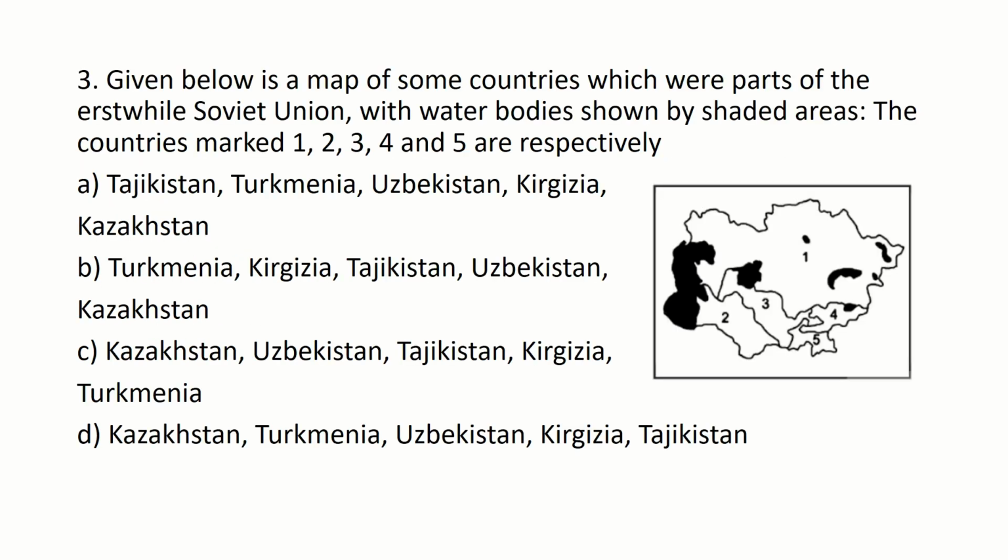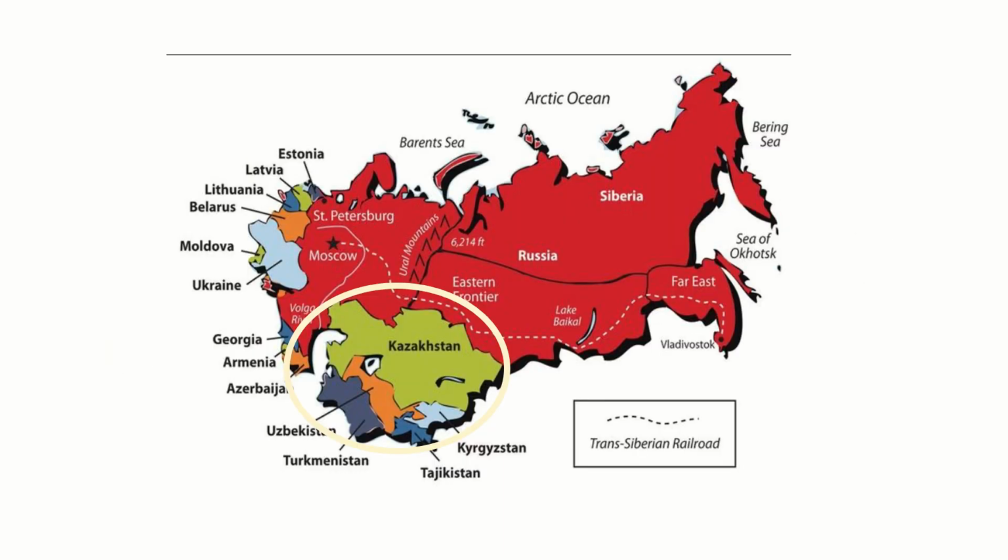So we are given a map, and it's not a complete map, it's a part of the map of the USSR. So this is the complete map of the USSR, and I have circled the portion of the map that's given in the question. Let's take a closer look. Let's see where Kazakhstan is, and Kyrgyzstan, Tajikistan, Uzbekistan, Turkmenistan. Uzbekistan lies to the south of Kazakhstan, and you can see Tajikistan lies to the south of Uzbekistan, near Kyrgyzstan. So since you have seen the map, let's move to the question.